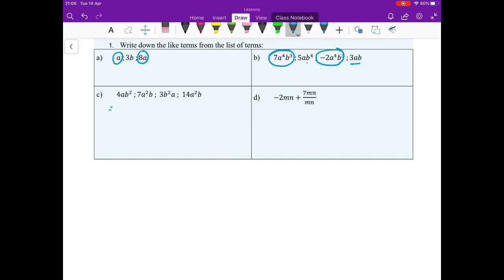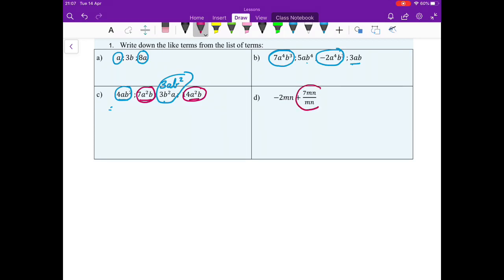Right, let's look at the next one. I've got an ab squared, that's a squared, that's b squared a. Right, in algebra we always write things in alphabetical order, so that should have been 3ab squared, which is identical to that. So these two are like terms. Let's have a look here. a squared b, a squared b. So these two are like terms.